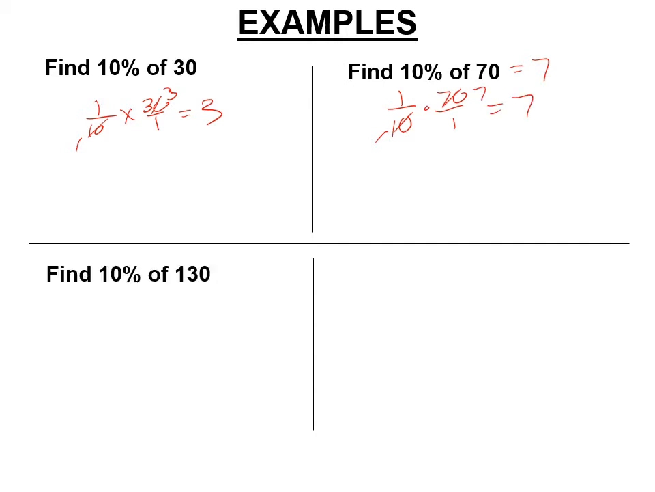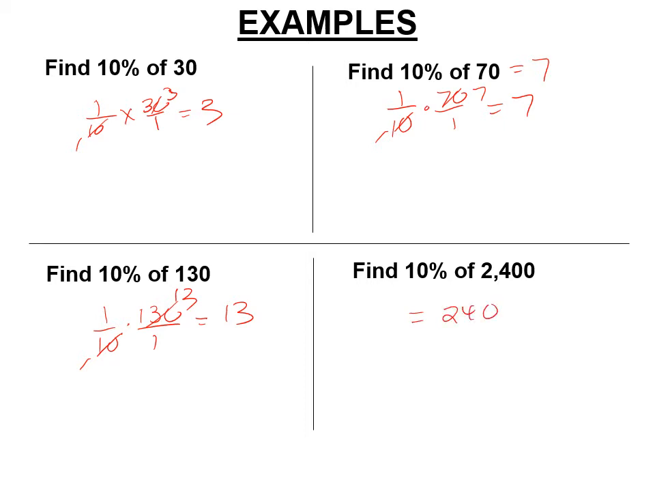10% of 130, same thing. 1/10 times 130, we're just taking away a 0, and it's 13. 10% of 2,400, let's just not waste our time, it's 240. So you can do 10% in your head. If it ends in a 0, you just take that 0 away. But say it was 129, you would just move the decimal point, it would be 12.9. If it was 2,401, it would be 240.1 for 10%. It is that easy.